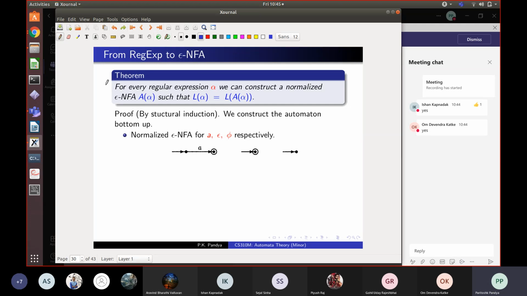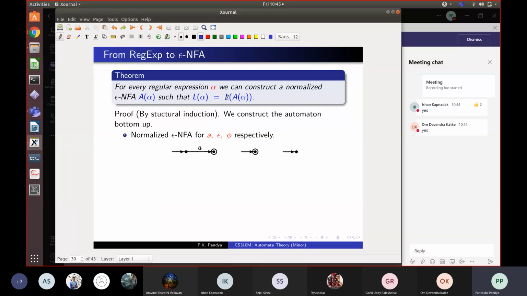Don't worry. For every regular expression alpha, we can actually construct a normalized epsilon NFA called A of alpha, such that the language of alpha is same as the language accepted by A of alpha. Remember, language of alpha was defined using those rules. We had one method of calculating language of an expression. Language of an NFA was defined by checking paths which take you from start state to accepting state in an epsilon NFA, right? But we are saying that these two notions of languages match.